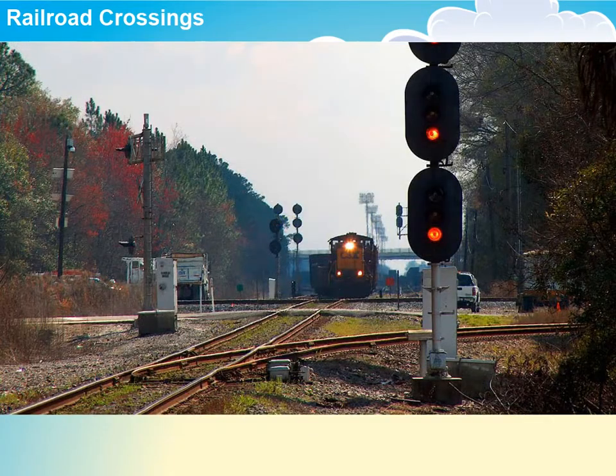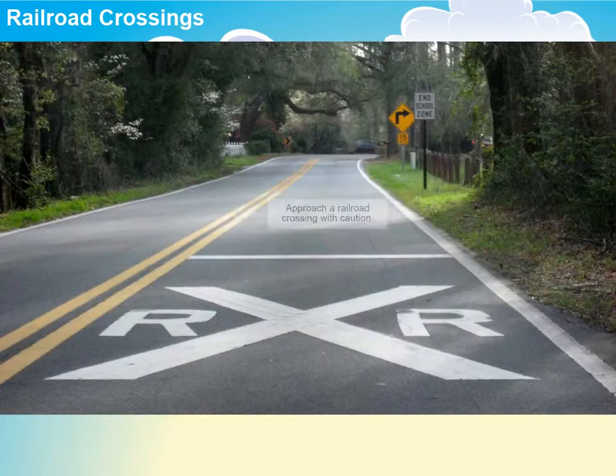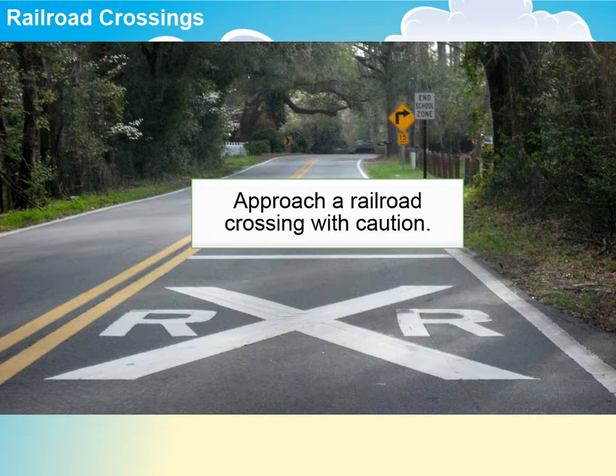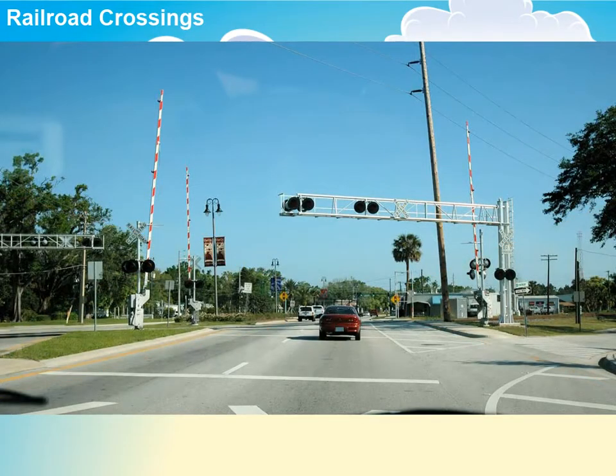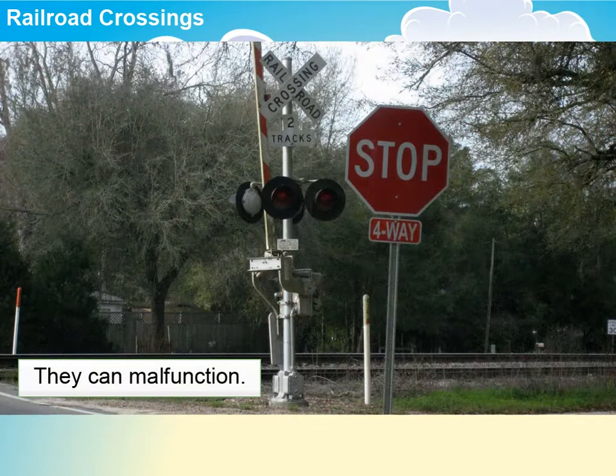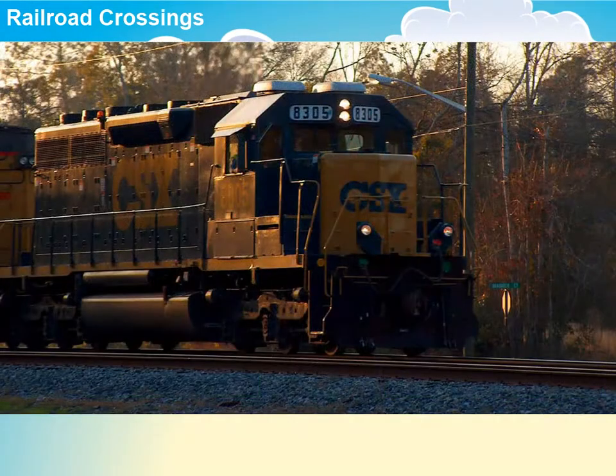If your vehicle is in its path, it is unlikely that the train will have time to stop and avoid a collision. Approach a railroad crossing with caution. Search to the left and right even though the signals and lights are not flashing or ringing. They can malfunction. Be prepared to stop. Also, roll your windows down so you can hear even if you cannot see the train.